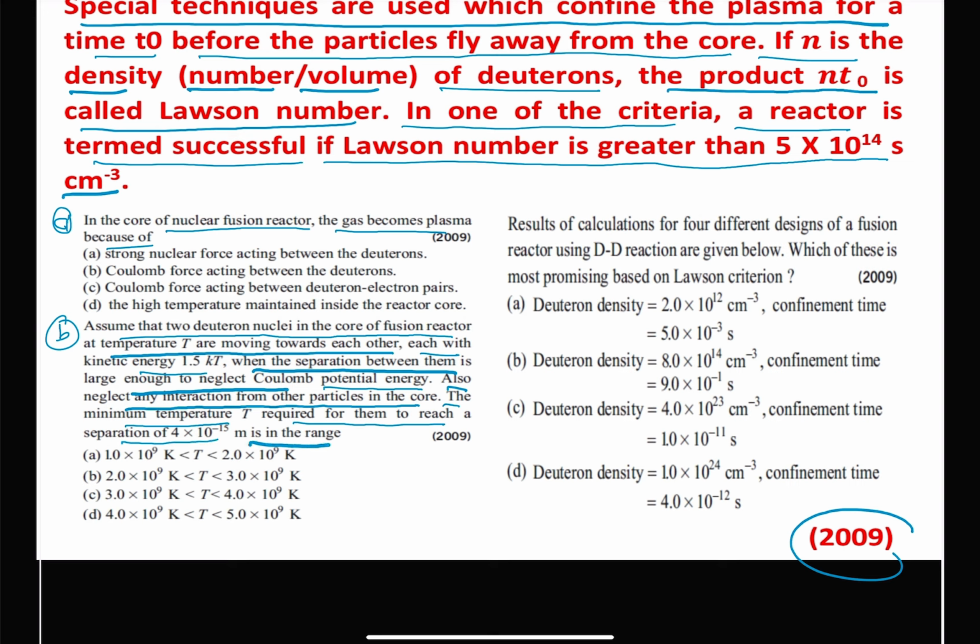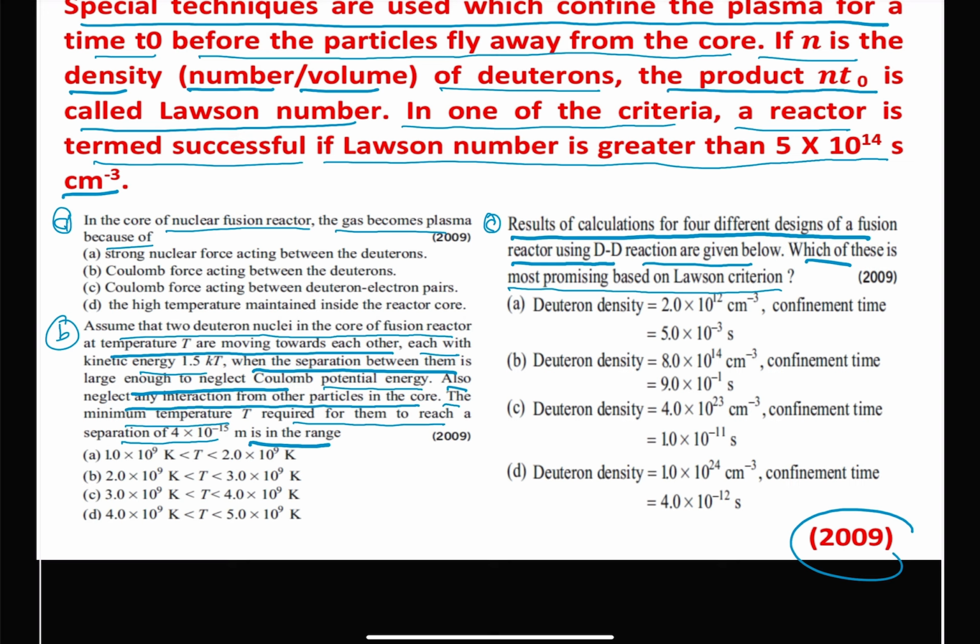And for part C, the results of calculation of the 4 different designs of fusion reactions using D-D reactions are given below. Which of the following is most promising based on Lawson criteria?